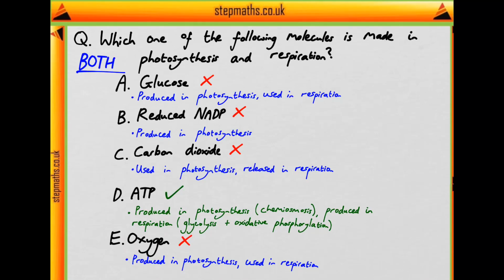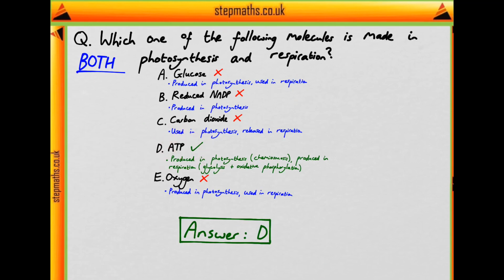And finally we have oxygen, which is produced in photosynthesis in photolysis, that's the breaking up of a water molecule by light, and it is used up in respiration, being used as the terminal electron acceptor in oxidative phosphorylation. So as we can see, ATP is the only molecule in this list which is produced in both photosynthesis and respiration. Our answer is D.